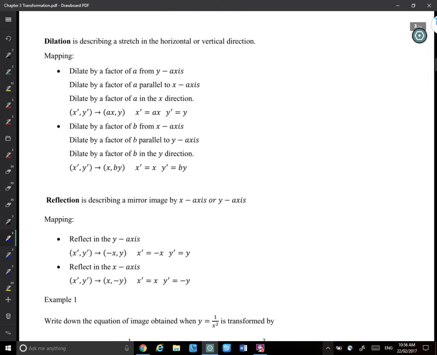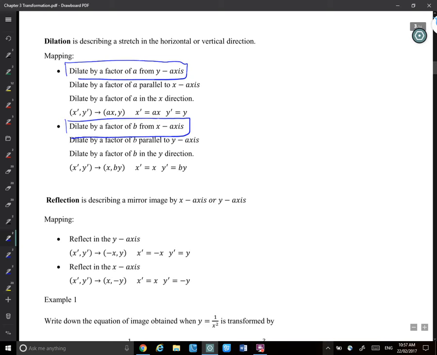The next thing we're going to talk about is dilation. Dilation describes a stretch in the horizontal or vertical direction. So it's stretched this way or this way. I can make it shorter, make it thinner. So dilation by a factor of a from the y-axis, or we can say dilate by a factor of a parallel to the x-axis, or dilate by a factor of a in the direction of the x-axis. The best way to talk about it is the first one.